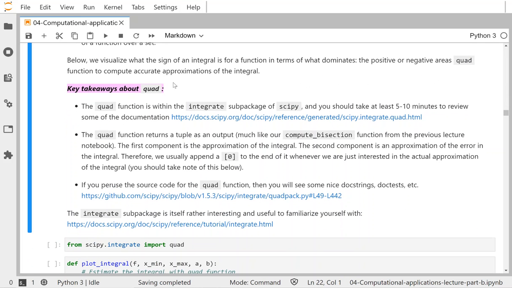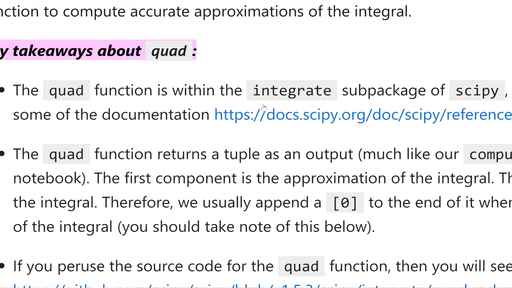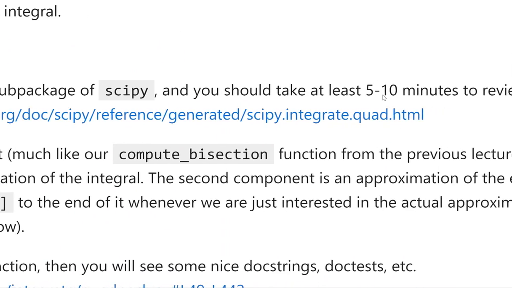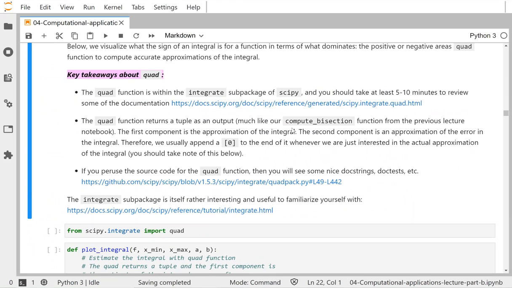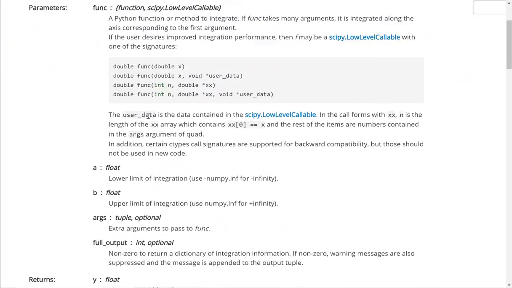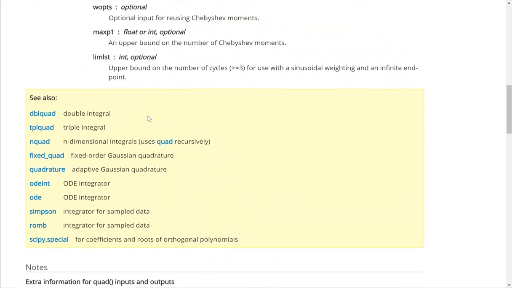Let's talk about the quad function that's available within SciPy, and I provide some linking here. The quad function is within the integrate subpackage of SciPy. You should spend at least 5 to 10 minutes to review some of the documentation at this link. I'll click on it now to show you it is rather substantial. They provide some nice description.